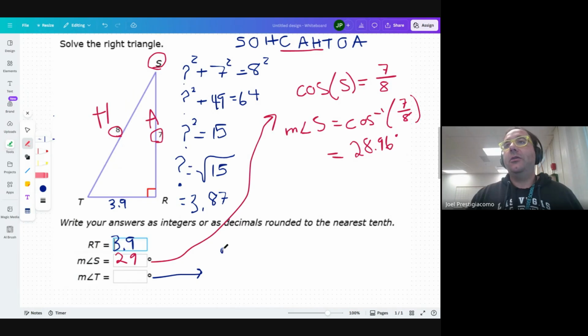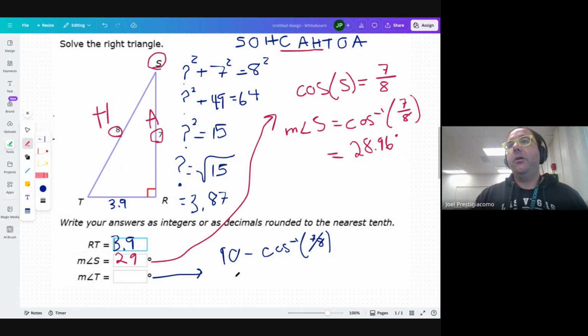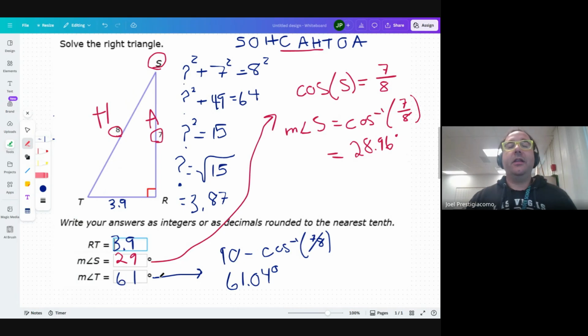So what we're going to do here is 90 minus the inverse cosine of 7/8, right? So this is just the complement of that, what goes with 29. Sorry, 90 minus the inverse cosine of 7 over 8. And we get 61.04, right? 61.04 degrees, which will round down to 61. So it does make sense that we can use the rounded down version here.